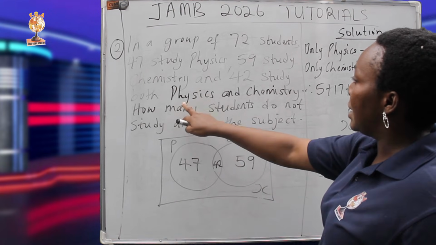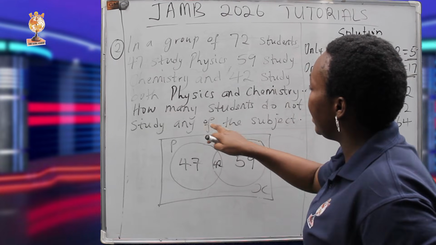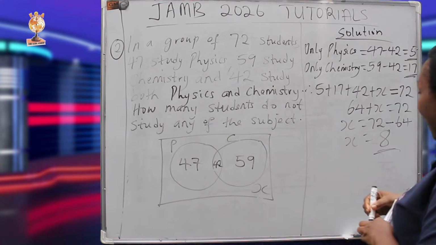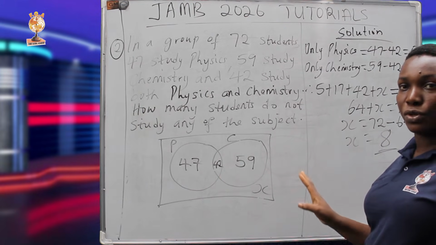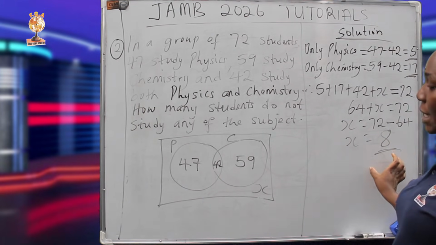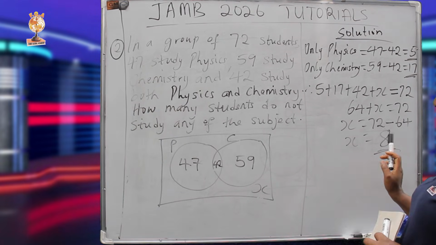So that's our answer. The question was, how many students do not study any of the subjects? 8 students do not study physics, and they don't study chemistry. So that is the answer to this particular question. Please don't make the mistake. We have gotten our answer.